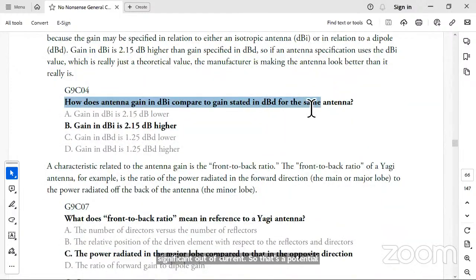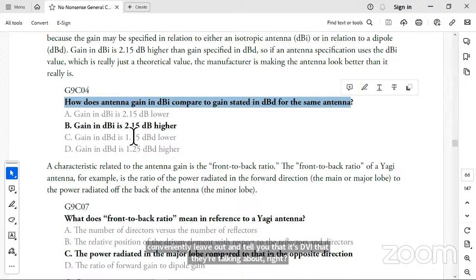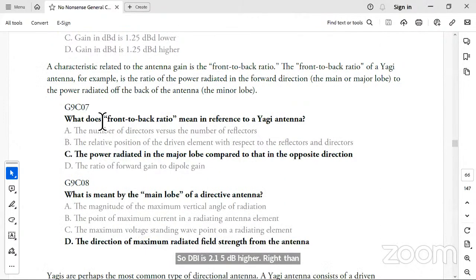Next question. How does antenna gain in dBi compare to gain stated in dBd for the same antenna? So remember, we said that some manufacturers use that as a little trick to trick you, and they'll tell you whatever the antenna gain is in dB, but they'll conveniently leave out that it's dBi they're talking about. So dBi is 2.15 dB higher than dBd. So watch out for that.